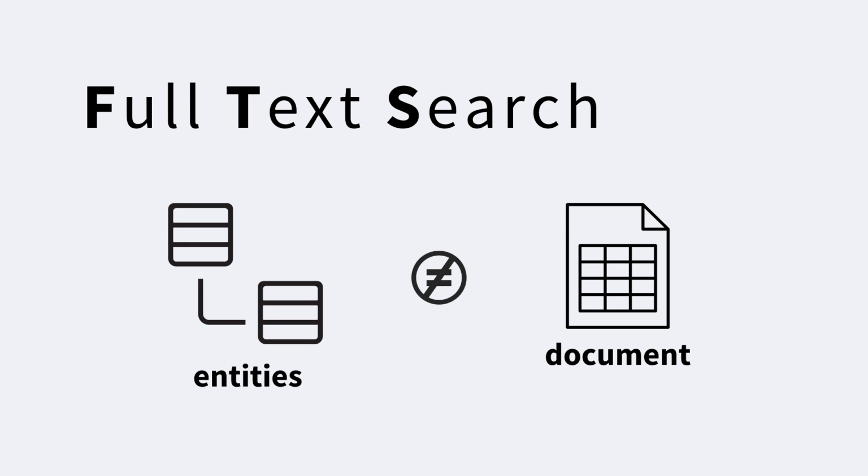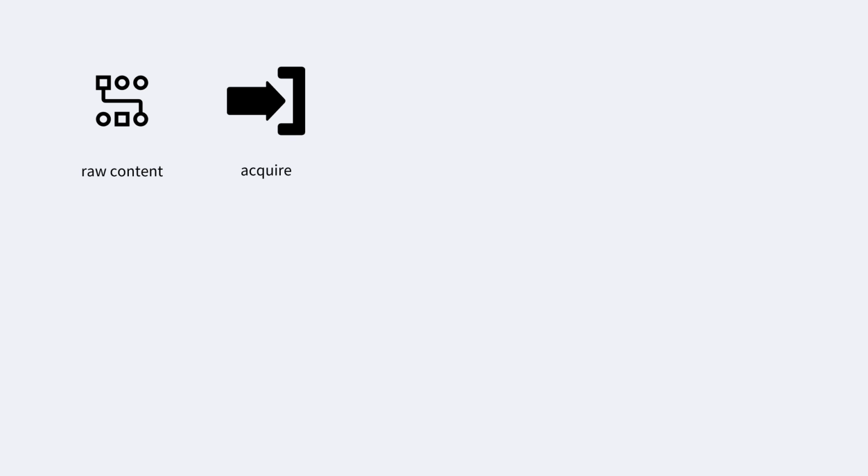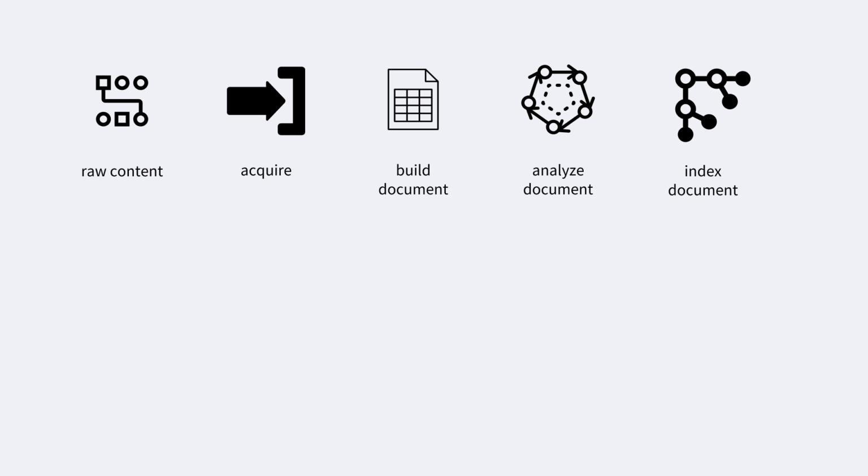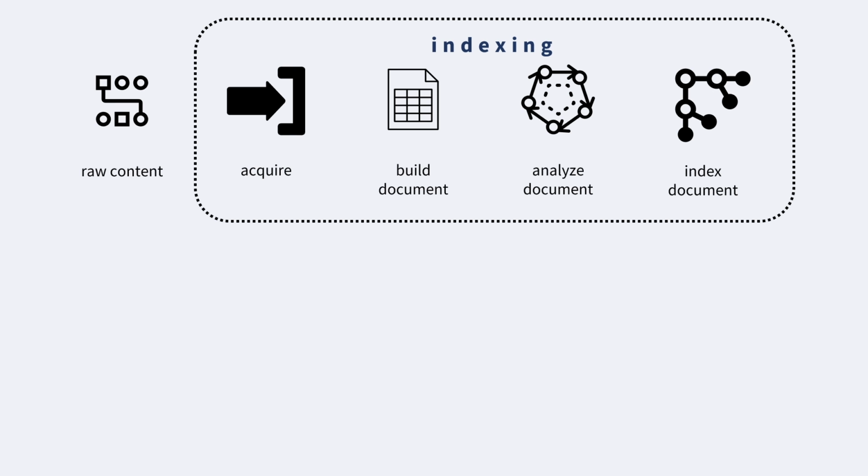Unlike the relational model, which thinks in terms of entities and relationships, full-text search engines generally think in terms of documents. Postgres full-text search is no exception. For demonstration purposes, we'll go through a broad overview of the indexing and searching process in Lucene, which is the core component of Elasticsearch. The process starts with acquiring raw content from which we build a document, analyze it to be able to add it to the index. This is the indexing phase.